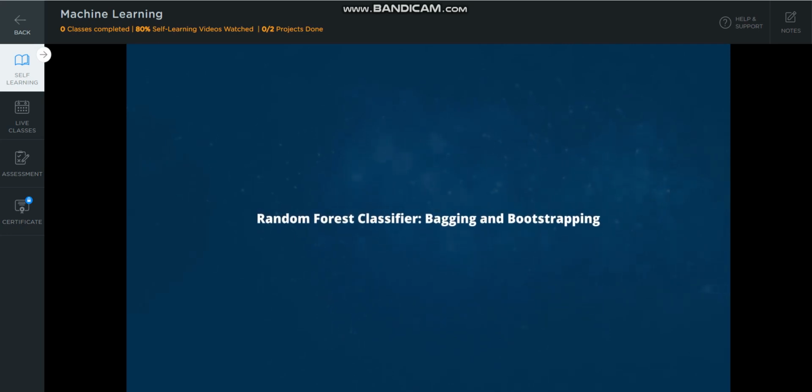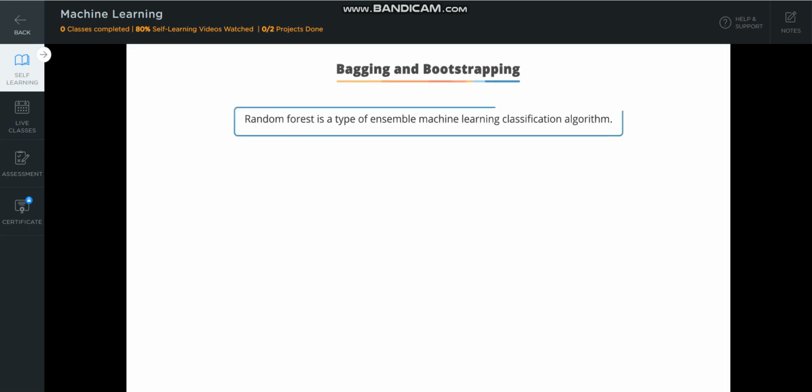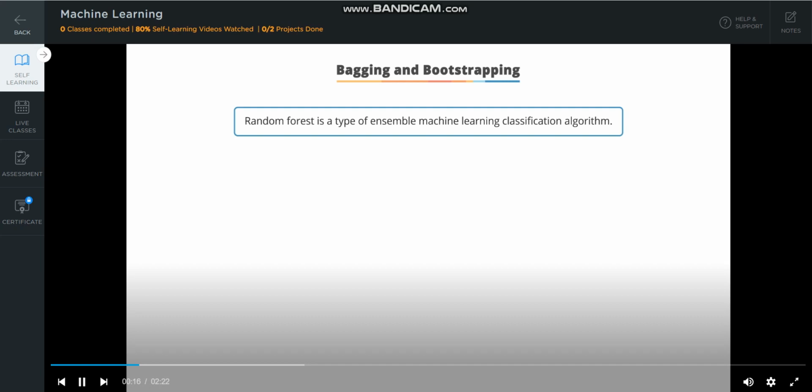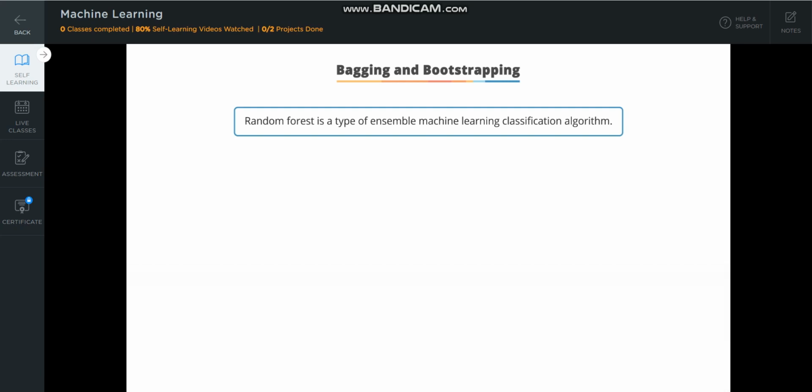Let's move ahead and understand another classifier, that is, the random forest classifier. Random forest is a popular and powerful machine learning algorithm. It is a type of ensemble machine learning classification algorithm called bootstrap aggregation or bagging.